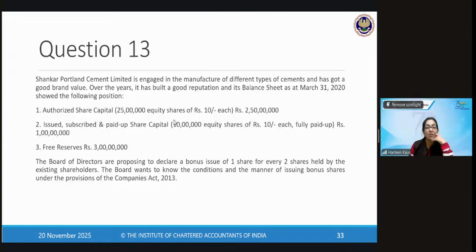Okay. Now let's see who gets another star because it's again a bonus question related to bonus shares. Read the question and raise your hands. That's becoming more interesting when you interact with me.